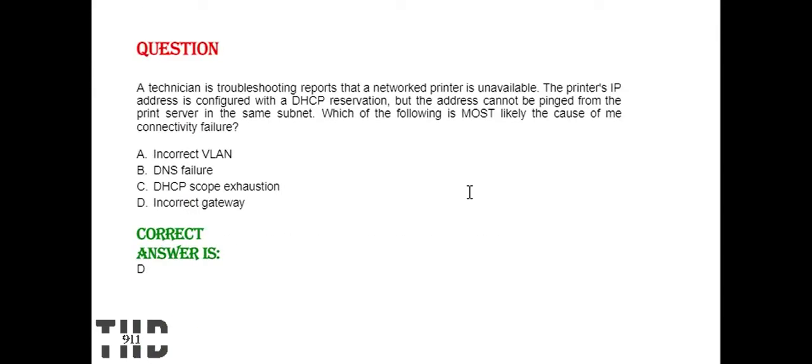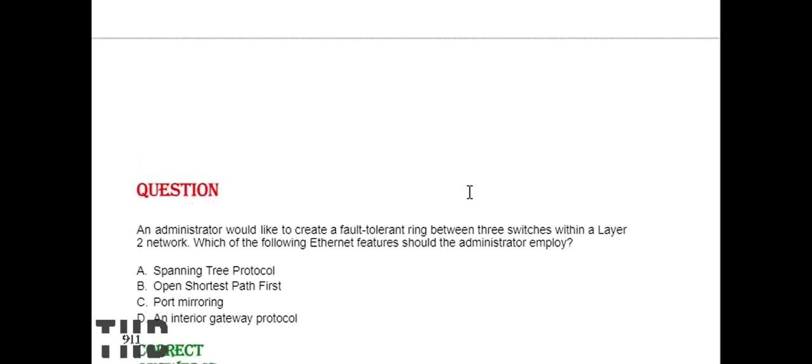A technician is troubleshooting reports that a network printer is unavailable. The printer's IP address is configured with a DHCP reservation, but the address cannot be pinged from the print server in the same subnet. Which of the following is most likely the cause of the connectivity failure? Option A, incorrect VLAN. Option B, DNS failure. Option C, DHCP scope exhaustion. Option D, incorrect gateway. The correct answer is option D.